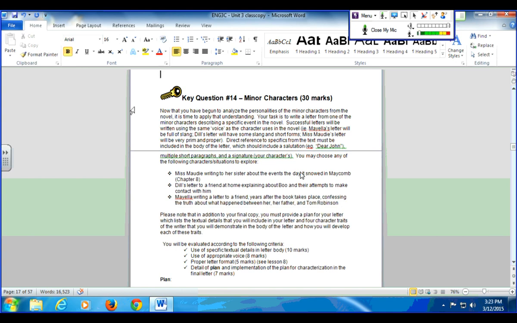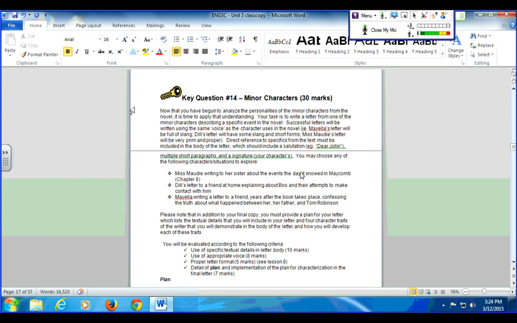Now, please note that in addition to your final copy, you must provide a plan for your letter, which lists the textual details or the examples from the novel that you will include in your letter, and 4 character traits of the writer that you will demonstrate in the body of the letter and how you develop each of these traits. So we've covered character traits in the last lesson. So you would identify 4 for each character. It shouldn't be that challenging to do.